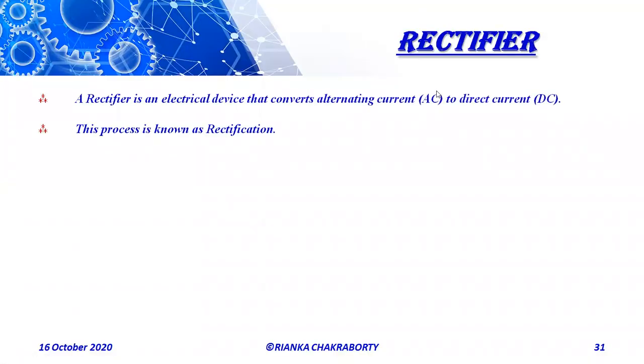what is a rectifier? A rectifier is an electrical device that converts alternating current AC to direct current DC. So what is rectification? The process by which an alternating current or voltage is transformed into a direct current is called rectification. An electrical device having a low resistance to current in one direction and a relatively high resistance to current in the reverse direction serves as a rectifier.